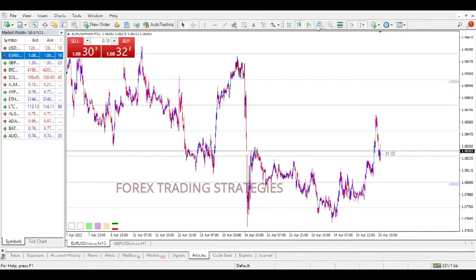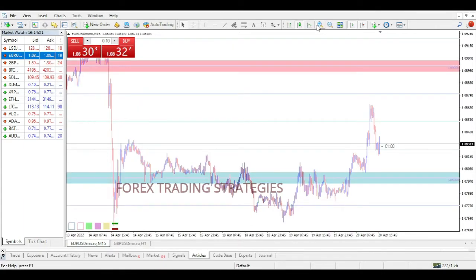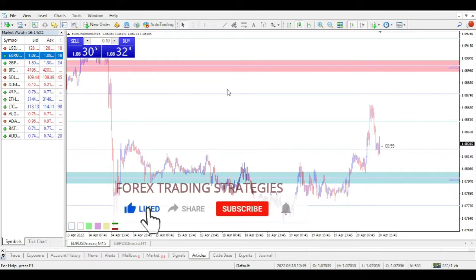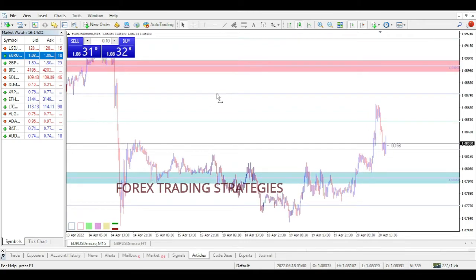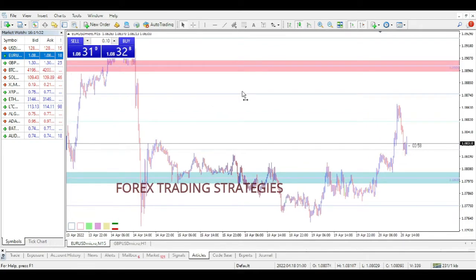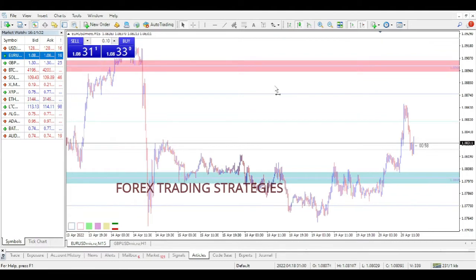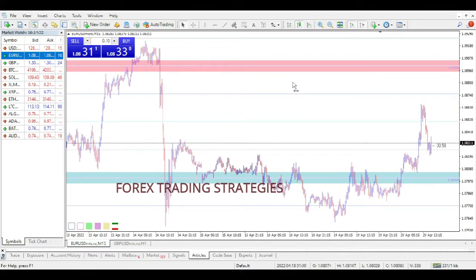I'm not saying I'm discounting or downplaying news from other regions and other countries, but you want to pay special attention to news from the United States. US news usually causes the most market volatility in the forex markets. So just pay special attention to any news that's coming from the United States.